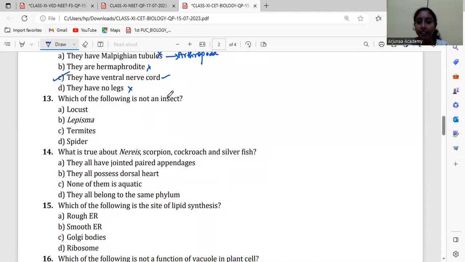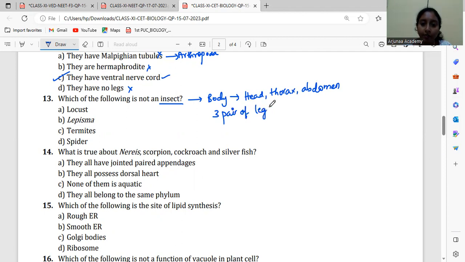Which of the following is not an insect? So generally, how do you say whether it is an insect or not? To say whether an organism is an insect or not, the body should be divisible into head, thorax, and abdomen. Along with that, they should have 3 pairs of legs. Clear? If these two characters are there, then how many antennae? There are 2 antennae, or we can call it 1 pair of antennae. If all these characters are there, then that is the insect.